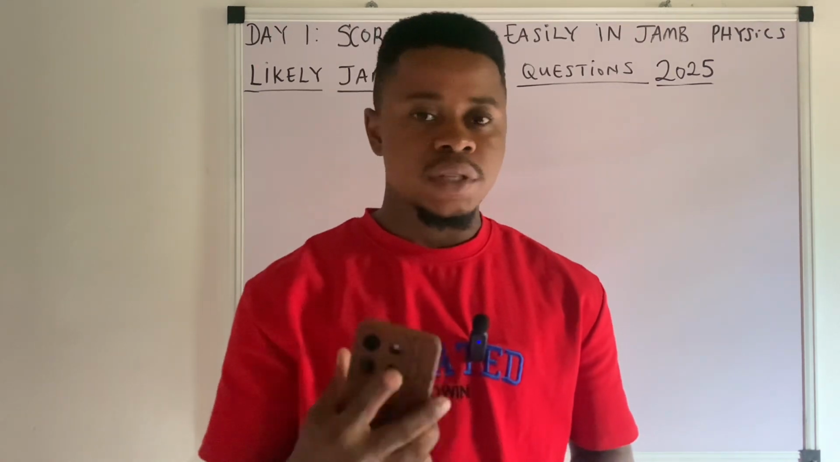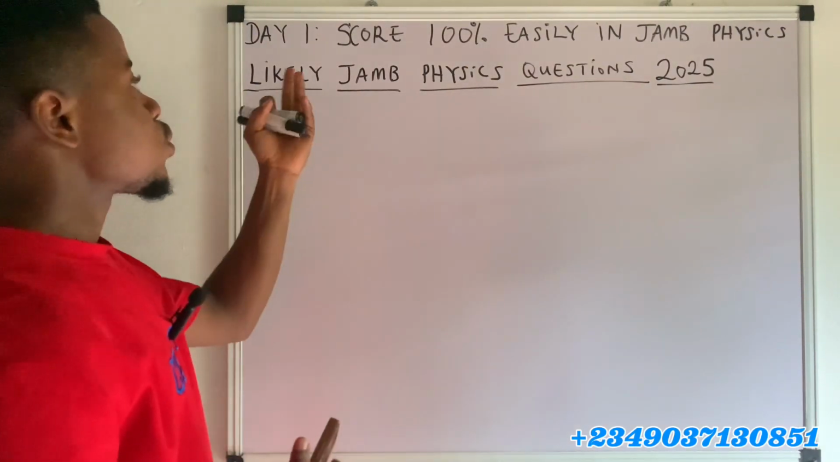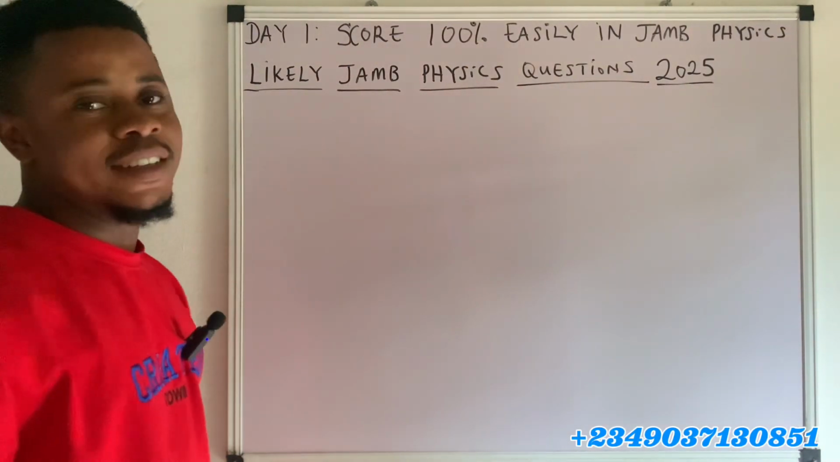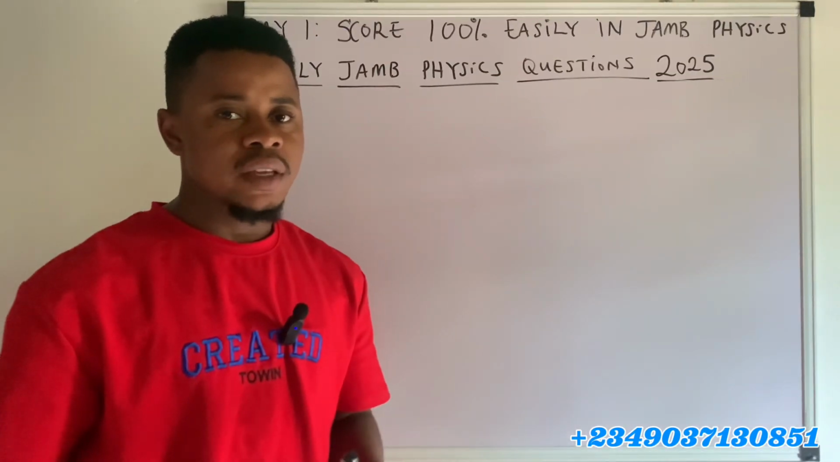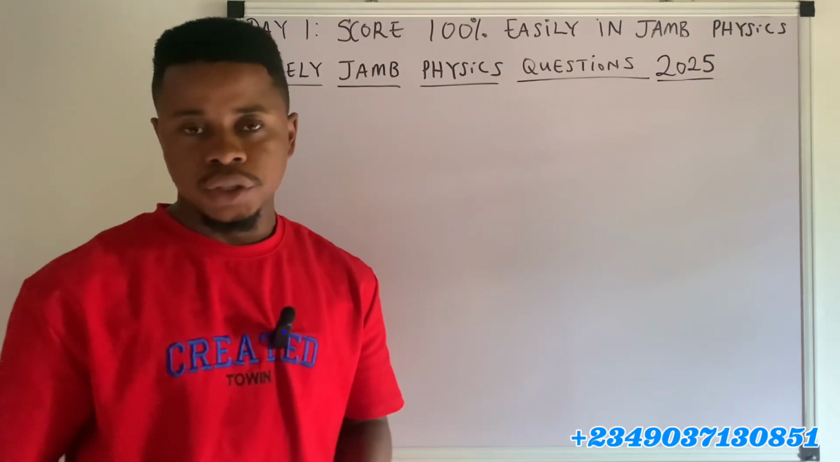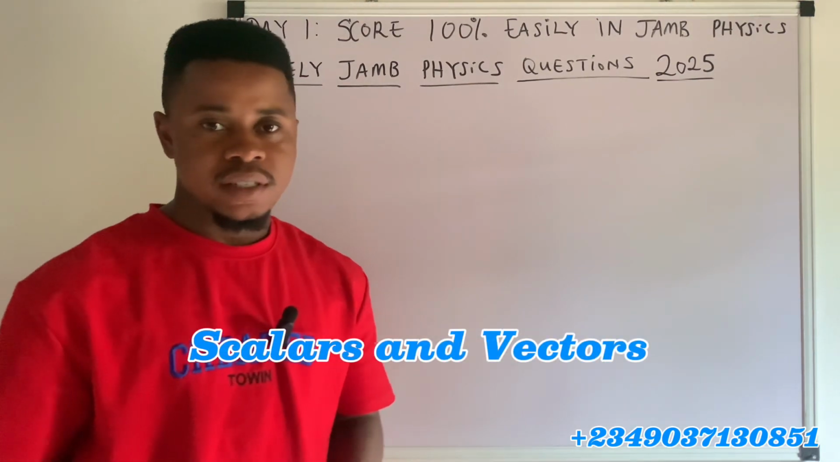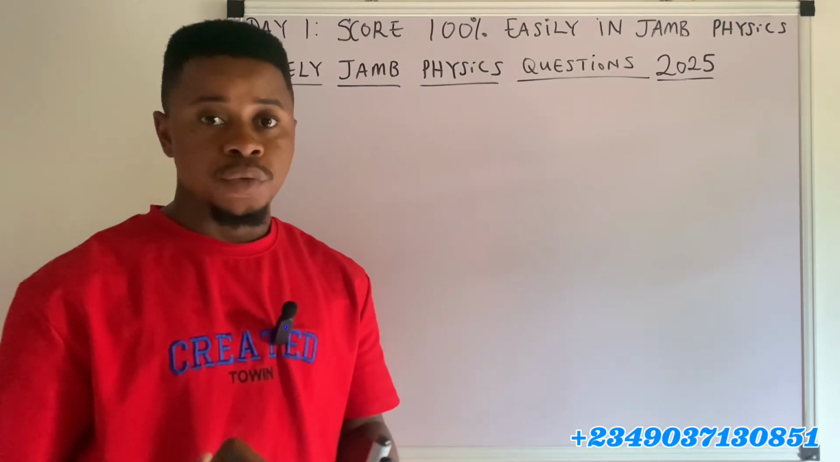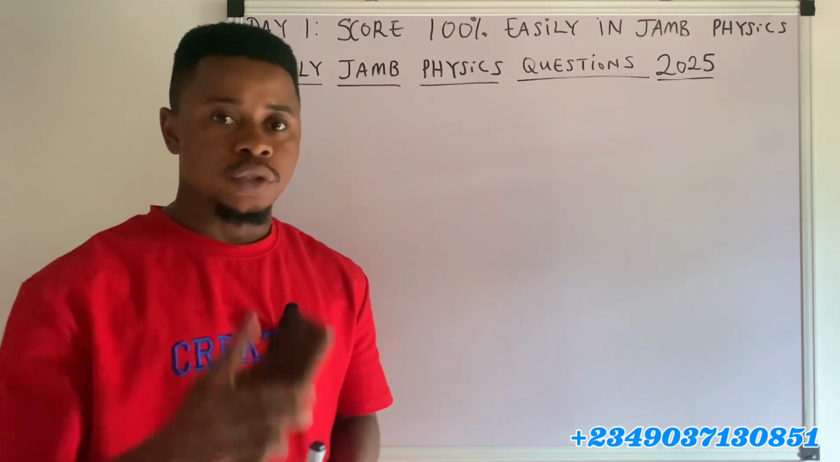Fusion Learning Hub presents to you likely JAMB Physics question 2025. Score 100% easily in JAMB Physics. We are going to be looking at a likely JAMB question, and this question is from Scalars and Vectors in Physics. All right, so I'm going to read the question for you, and while I'm reading, I'm going to drop the question on the screen.